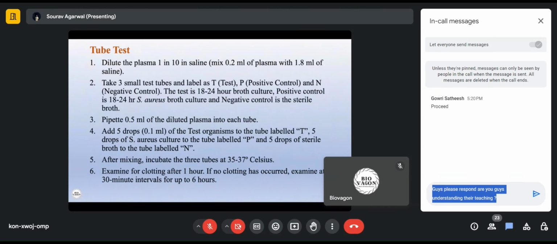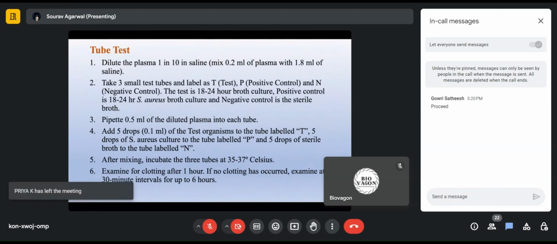So now we are going to mix each of these tubes properly, and then we are going to incubate them. Then we are going to examine for coagulation after 1 hour. After 1 hour, if you still don't see any coagulation, then we are going to examine these tubes at intervals of 30 minutes for the next 6 hours.